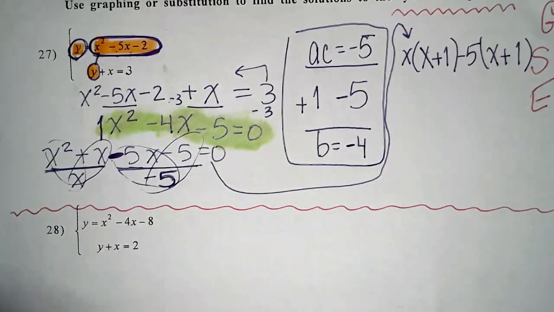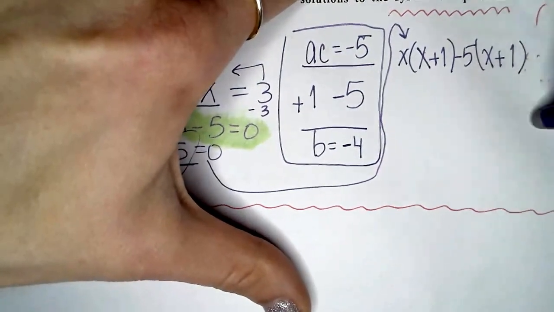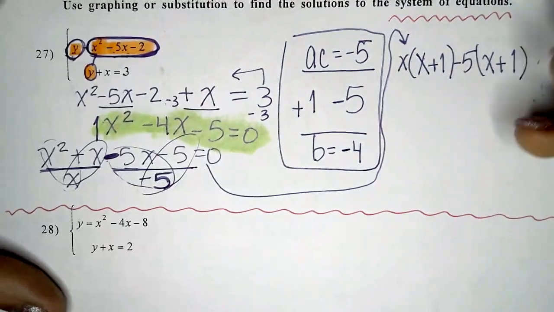I know I have that GSE still written. I'm just going to erase that. That was for graphing, substitution, and elimination. If it matches, you're winning at life. Right. If it matches, you're winning at life.